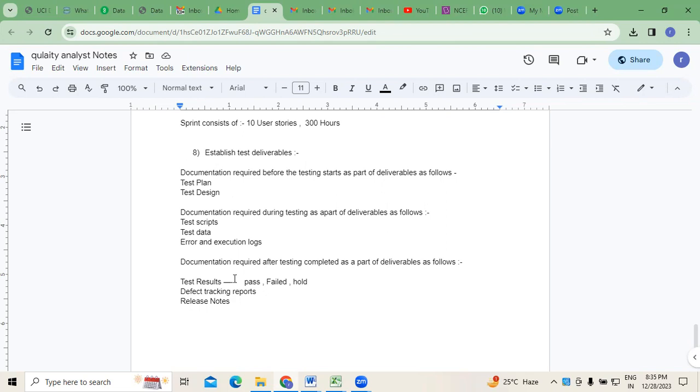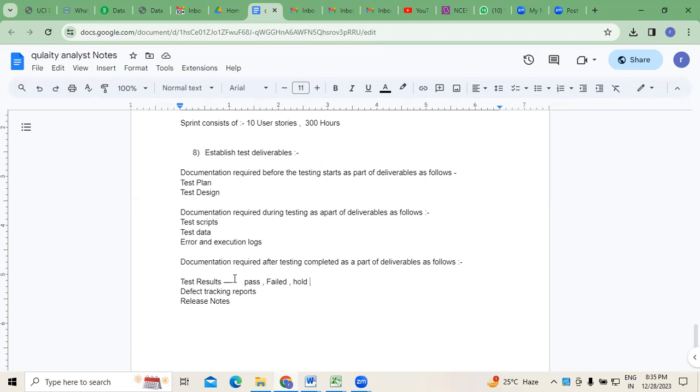So this is not a process we will be doing only once, right? As long as we are working on the functionalities of the project, we do that, so it's a continuous thing. Hence, whenever we get the test results, these test results will be classified into three parts: one is pass, second is failed, third is hold.